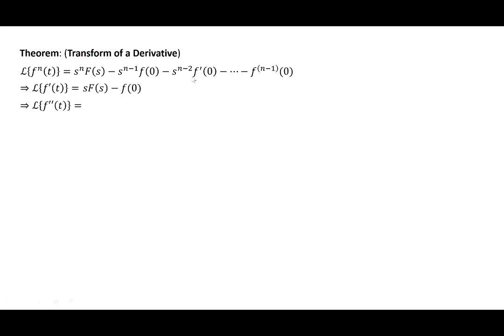Ring a bell? Yeah, the last term was f prime of 0. Oh, so that means the third term is the last term. You stop right there. So this gives us s square F of s minus s f of 0 minus f prime of 0. Cool. That's the way to figure the Laplaces of derivatives.